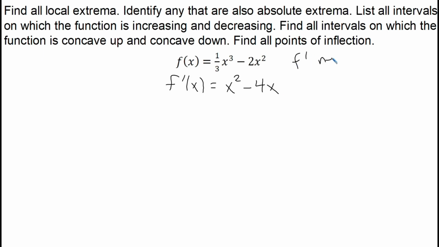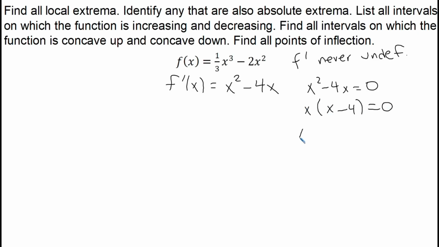And that f prime is never undefined. These polynomial ones make that pretty easy. Nothing too weird to worry about. And then we'll set this equal to 0, which allows us to factor out the x. And we can see that we have critical values of x equals 0 and x equals 4.